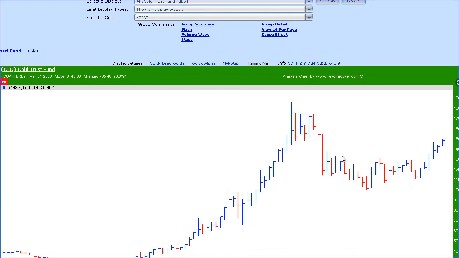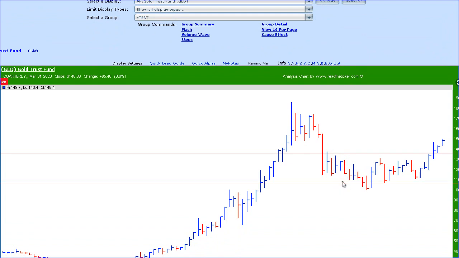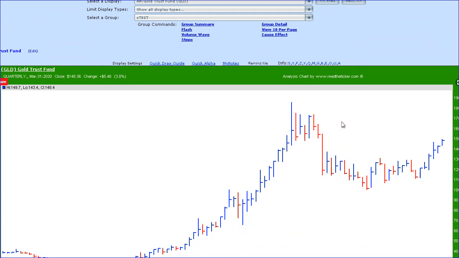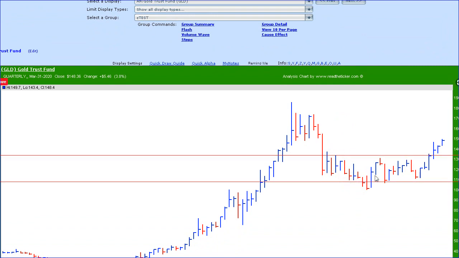So here we have our quarterly data. As you see, we've got a nice, lovely base. Come on, I'll just do it again. Here we had a bear trap, right? Now the question is, could this be a bull trap rather than a breakout? Coming up to upper resistance.